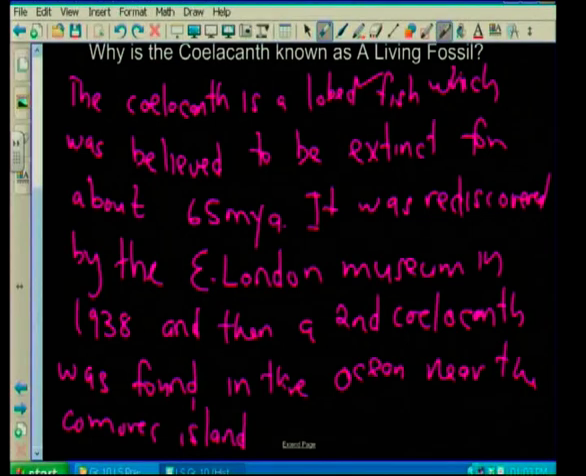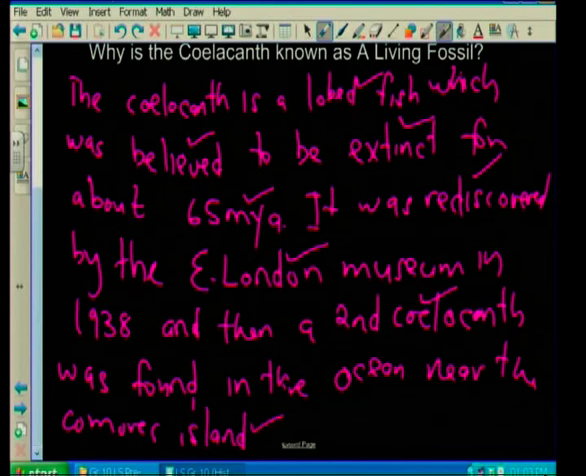So where exactly would you get your marks for this question? That it's a lobed fish. It was believed to be extinct, but the fact that you have the word believed tells you that it's a fossil and now it's living. So it was a lobed fish that was believed to be extinct about 65 million years ago, and then the word rediscovered by the East London Museum in 1938. Then the second coelacanth was found again near the Comores Island.